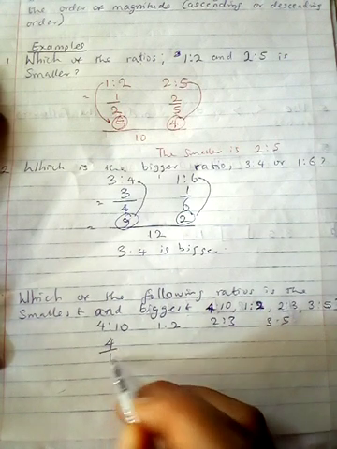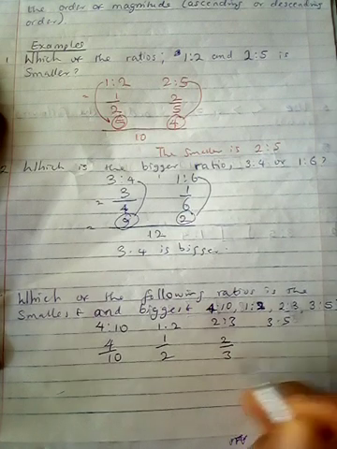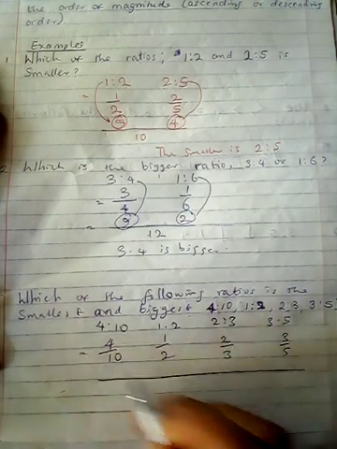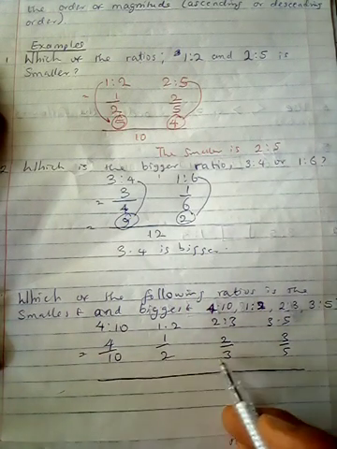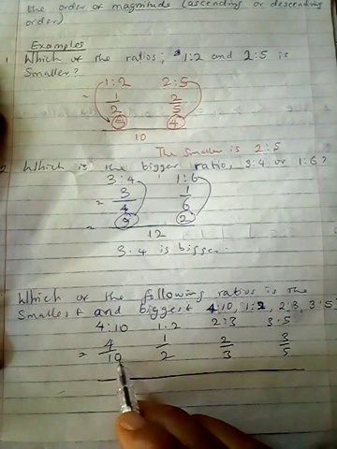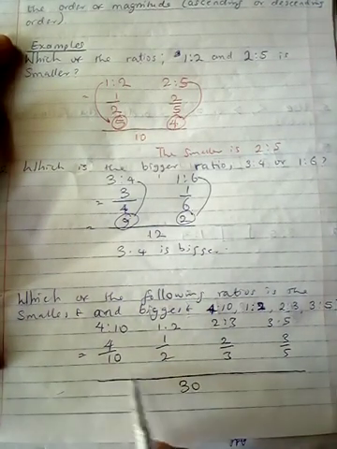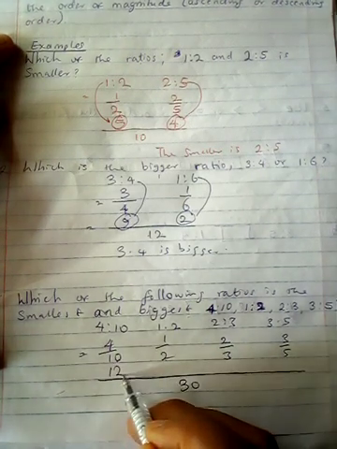Here we have 4/10, here we have 1/2, here we have 2/3, and here we have 3/5. Next thing is to find the LCM of the denominators of these fractions. The LCM of 10, 2, 3, and 5, the number that can divide them all, is 30. Now, 30 divided by 10 gives us 3. 3 times 4 is 12. So here we have 12.